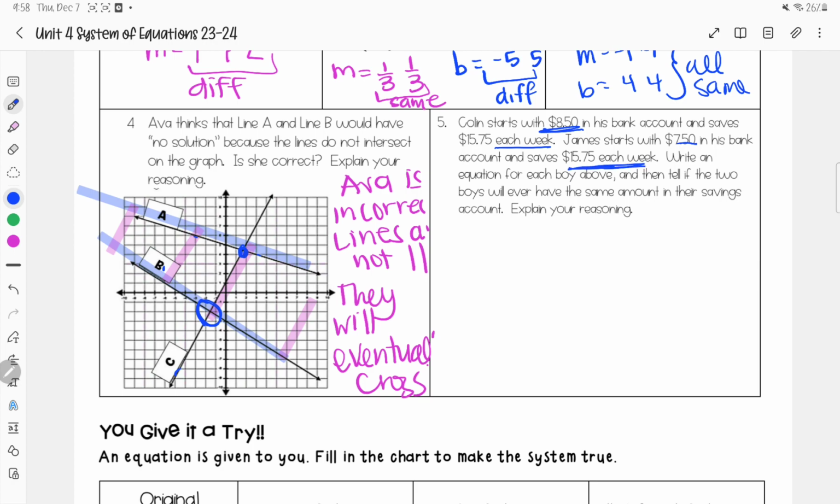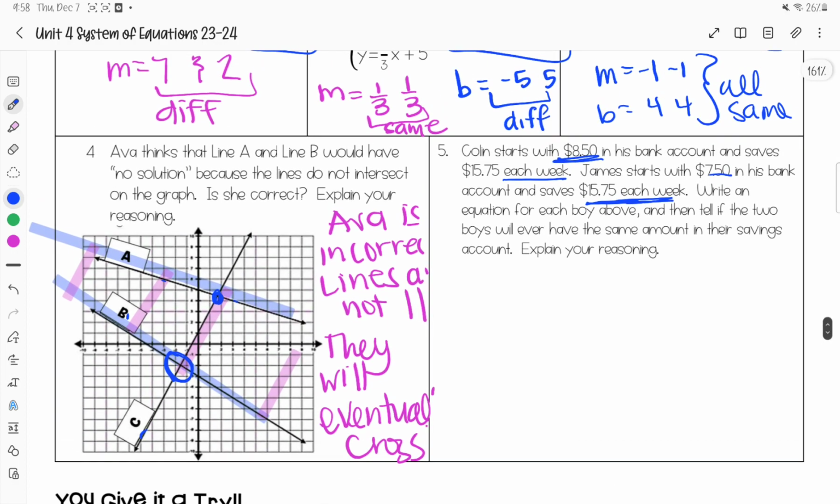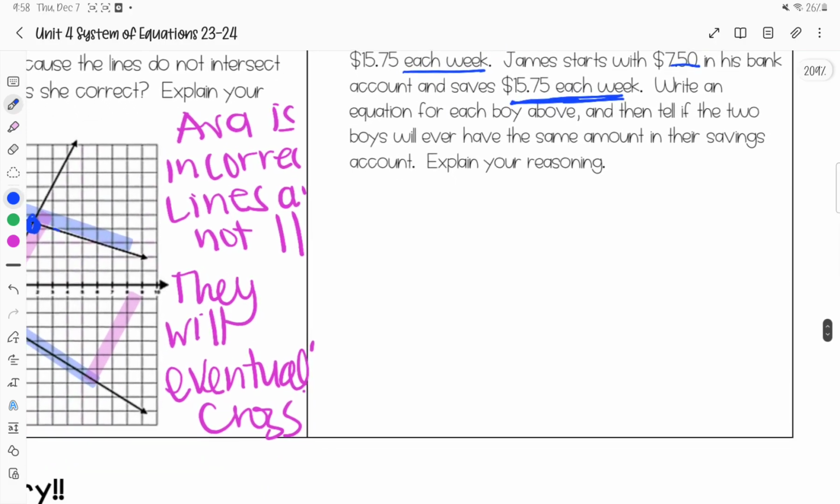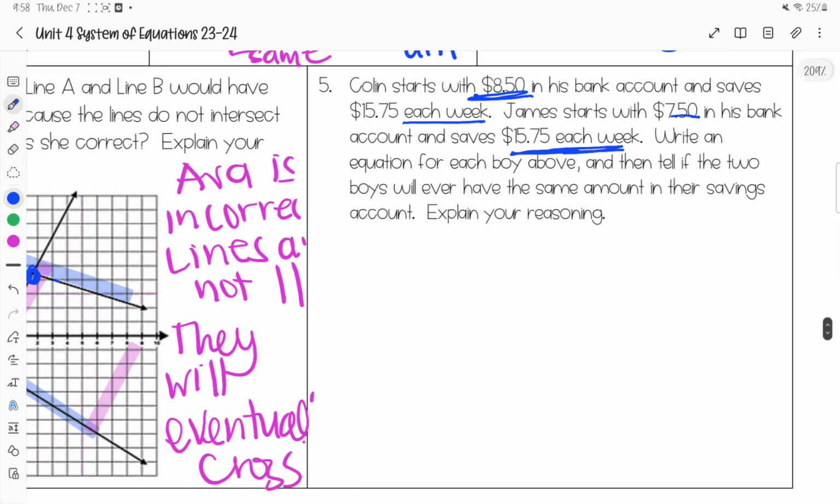Write an equation for each boy above, and then tell if the two boys will ever have the same amount in their savings account. So I'm going to start. We want our equations in y equals mx plus b form. So I'm going to start with Colin.